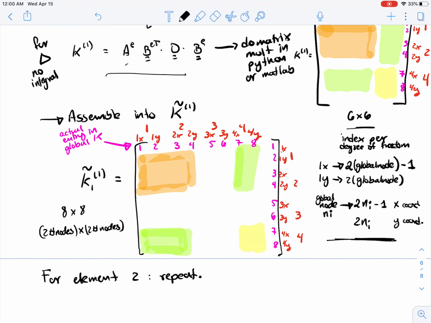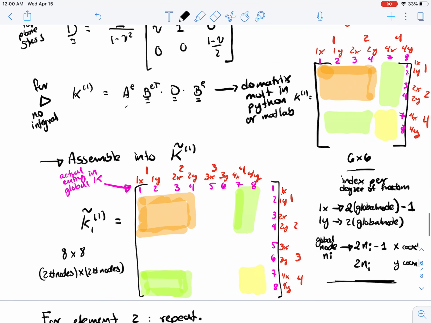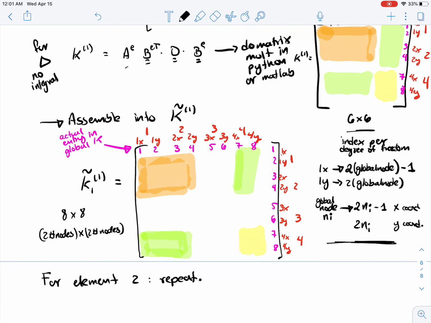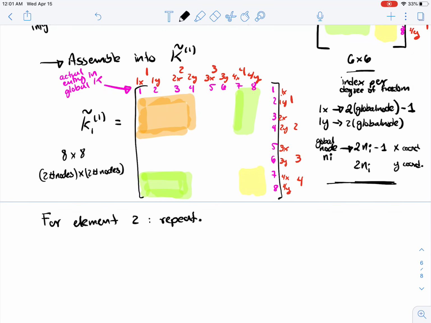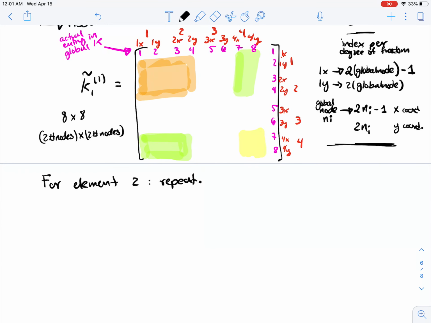For element 2, repeat. So again, you will do this operation for element 2, you're gonna get a 6 by 6 matrix, right? But in this case, for element 2, you have to write out the global node numbers of element 2, and then see where they fit into the global stiffness matrix. So that takes care of the stiffness matrix part.